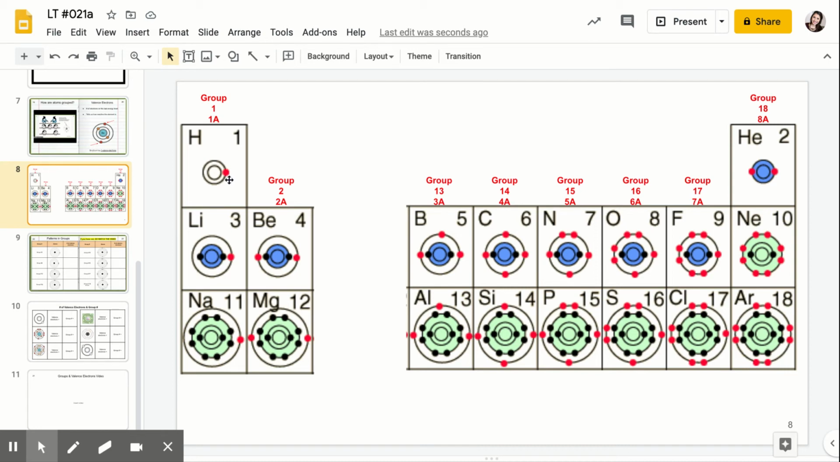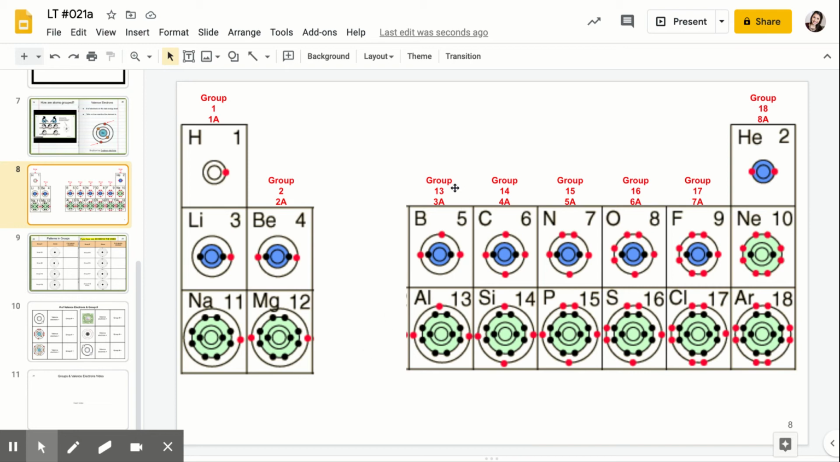Hydrogen on its last shell has 1. Lithium, again, we're looking only at the electrons on the last shell, not total, only the ones on the last shell, has 1. Sodium on the last shell has 1. So all elements in group 1 will have 1 valence electron. Elements in group 2 will have 2. So here we can see 2. Remember, we skip 3 through 12. That's the transition metals. We don't look at those.